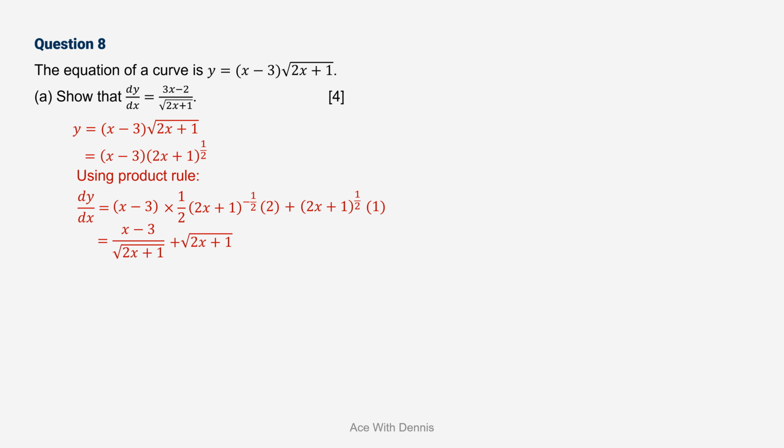Then we have to combine these two terms into one fraction. So it becomes x minus 3 plus 2x plus 1 over square root of 2x plus 1. Simplify, we will get 3x minus 2 over square root of 2x plus 1, hence shown.